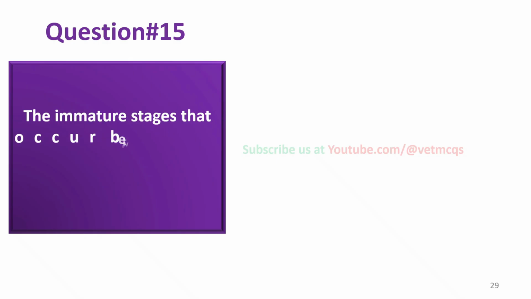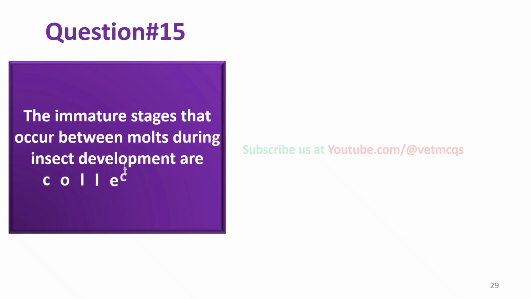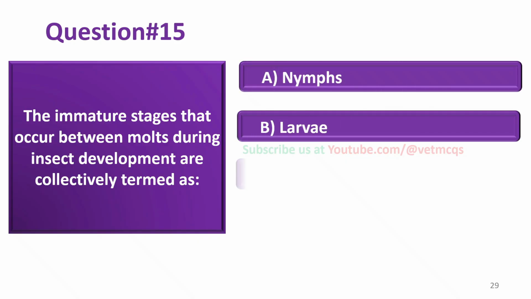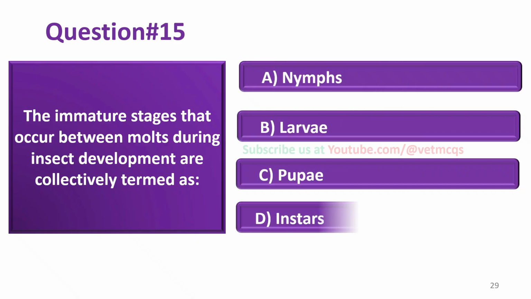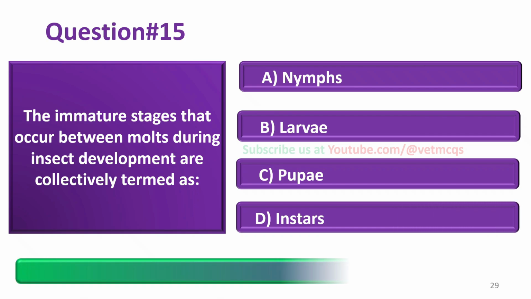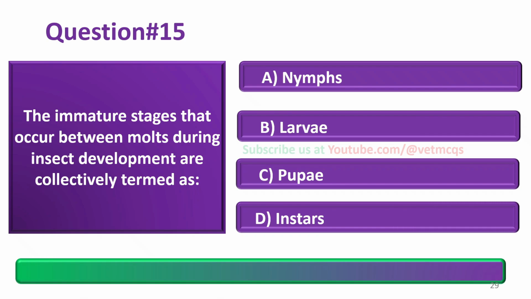The immature stages that occur between molts during insect development are collectively termed as nymphs, larvae, pupae, instars. And the correct answer is option D, that is instars.